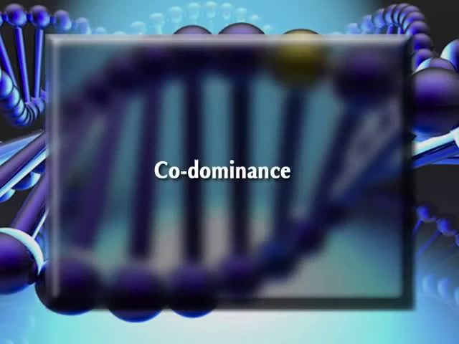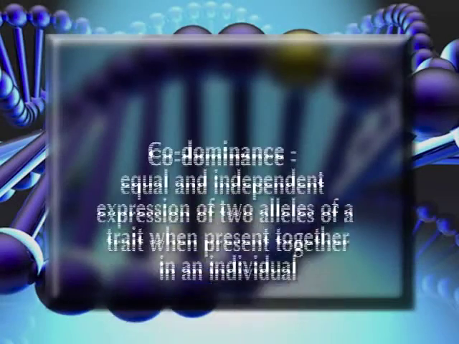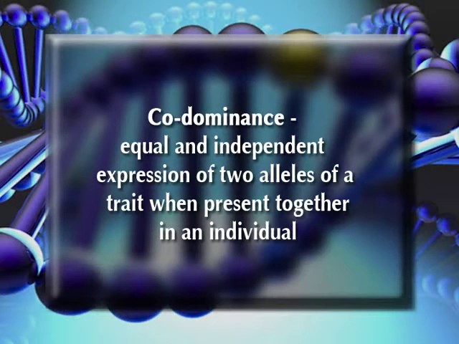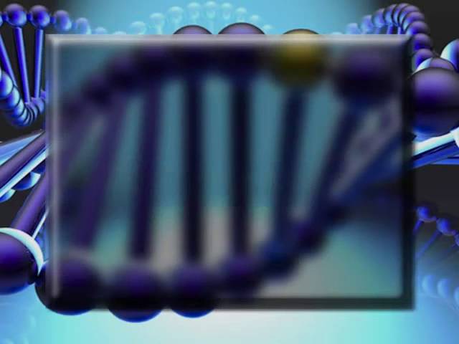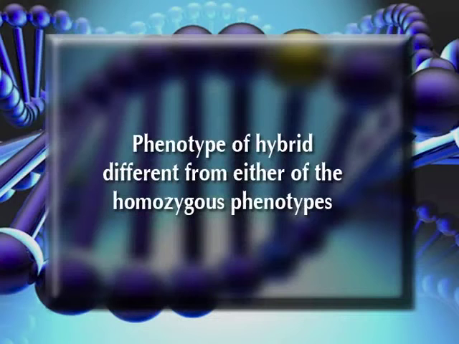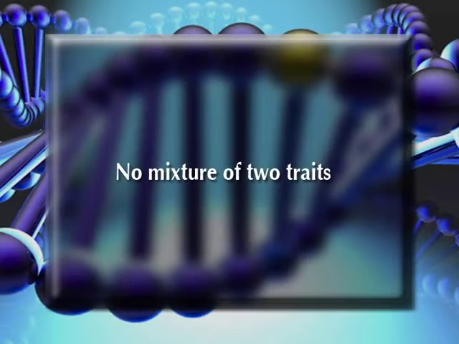Number three, codominance. Codominance is the equal and independent expression of the two alleles of a trait when they are present together in an individual. Instead, both the alleles are able to express themselves when they occur together. The phenotype of the hybrid individual is usually different from either of the homozygous phenotypes. There is no mixture of the two traits, though they may occur side by side.